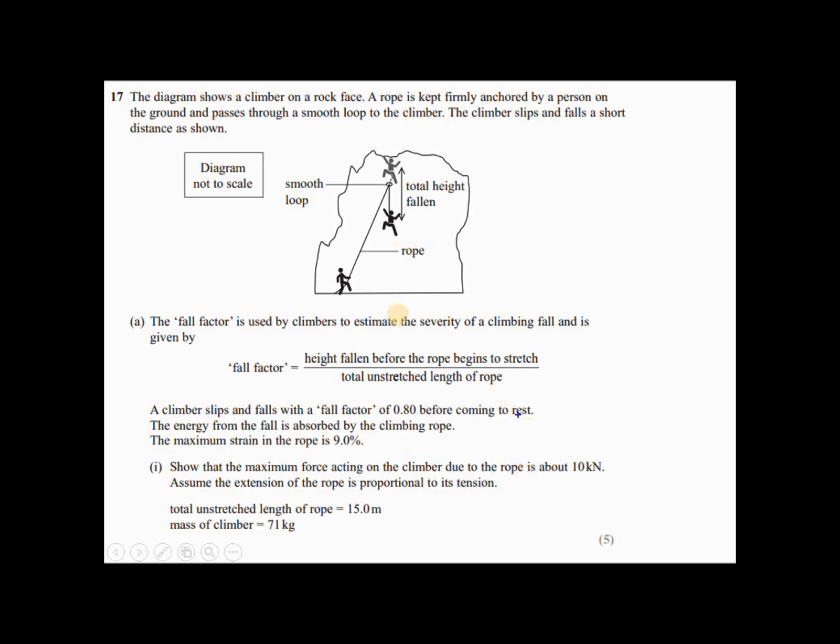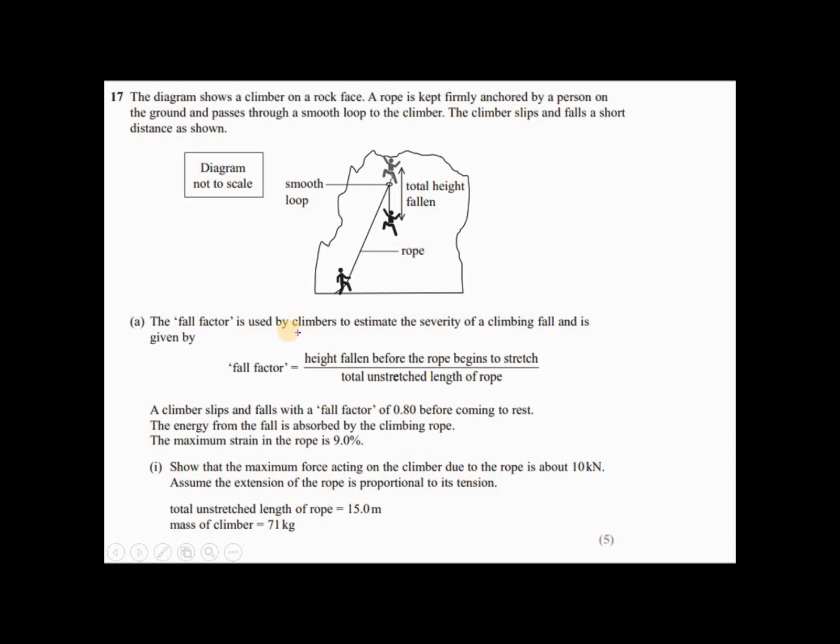The diagram shows a climber on a rock face. A rope is kept firmly anchored by a person on the ground and passes through a smooth loop to the climber. The climber slips and falls a short distance as shown. This is the climber at the ground. Another climber was there and falls here. So this is the loop. So this is the height fallen.